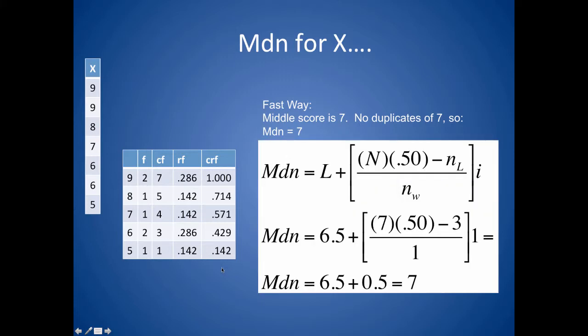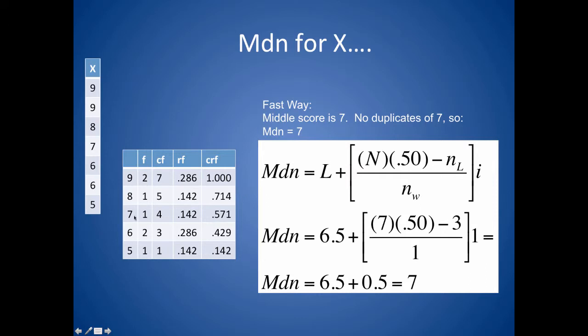We said that the first thing you do is you find the first value or category or class that has a cumulative relative frequency of at least 0.5. This is below 0.5, this is below 0.5, this is above 0.5. So 7, this bit of information in here, the median class is fitting in somewhere between the upper real limit and the lower real limit of 7.